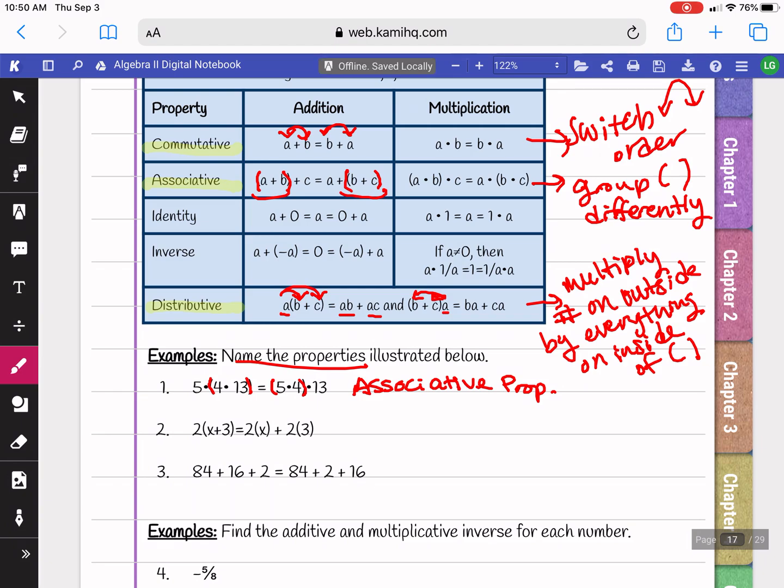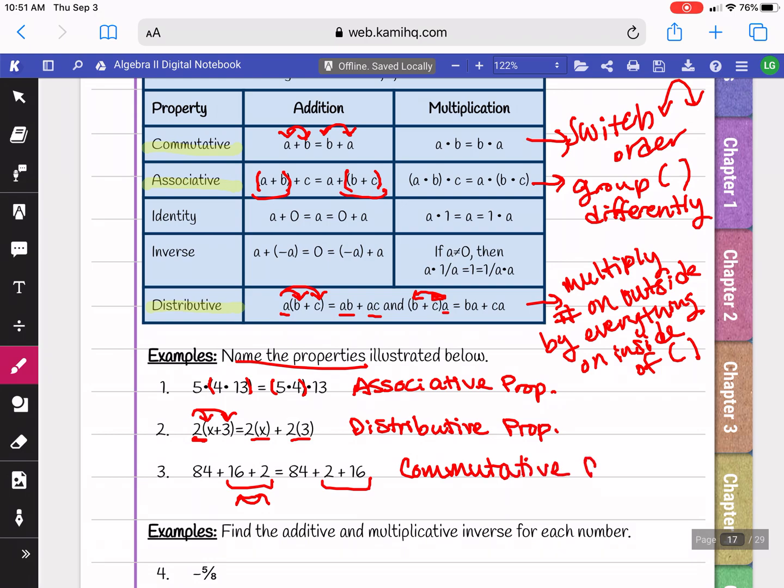On number 2, on the left, you have 2 times x plus 3. On the right, you have 2 times x plus 2 times 3. So what they did is they took the 2 and multiplied it times x. Then they multiplied it times 3. That's your distributive property. On the next example, we have 84 plus 16 plus 2 equals 84 plus 2 plus 16. You'll notice here they switch the order of the 16 and the 2. When they switch the order of the numbers or variables, that's your commutative property. So they move stuff around.